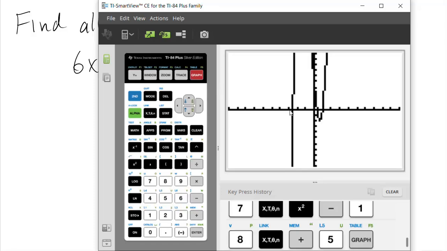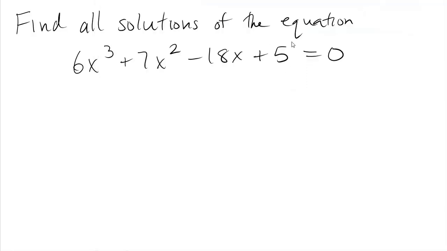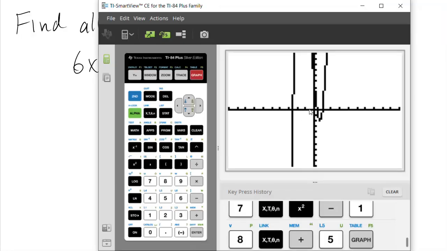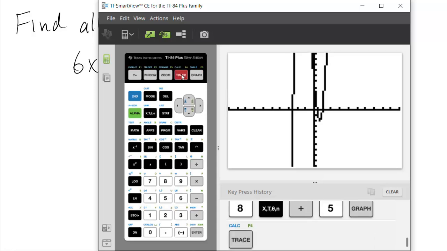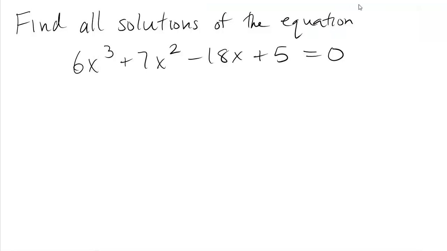So I get an answer here. It looks like it's somewhere between -2 and -3. I get an answer here. It looks like that might be 1. And I get an answer here that looks like it's 2, but we know that 2 can't be a solution because 2 doesn't divide into 5. It's hard to tell what those answers are. We can be hopeful that 1 is a solution. Let's check. If we push trace 1 and enter, hey, that's one of the solutions. X equals 1 is a solution.